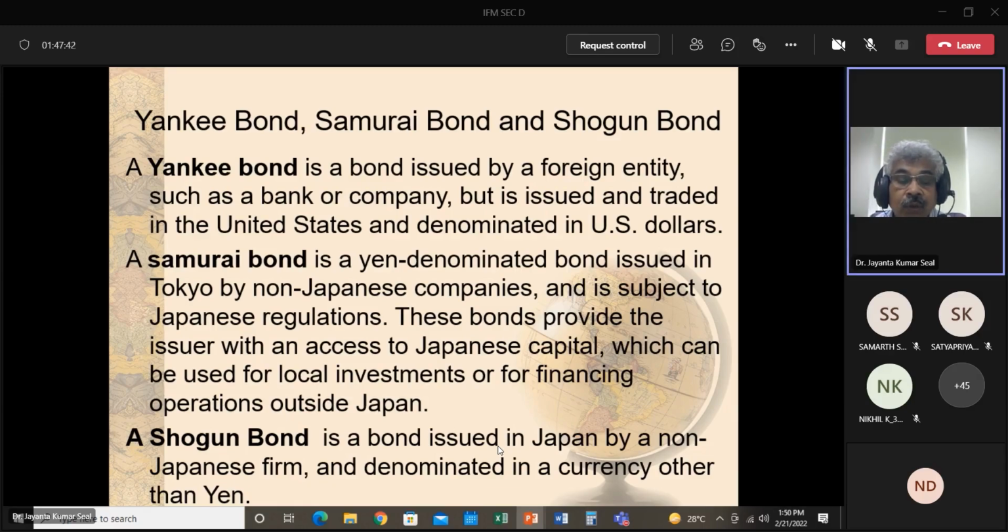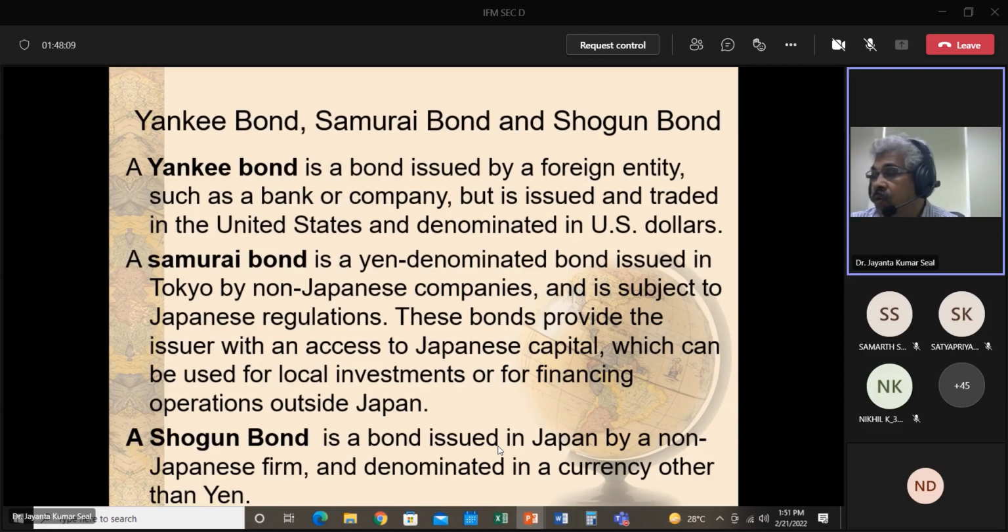And what is a Shogun bond? It is a bond issued in Japan by a non-Japanese firm and denominated in a currency other than yen. So suppose an Indian company is issuing a dollar-denominated bond in Japan, which is listed in Japan, not a yen-denominated bond. Is that clear? So similarly, there can be others like this.